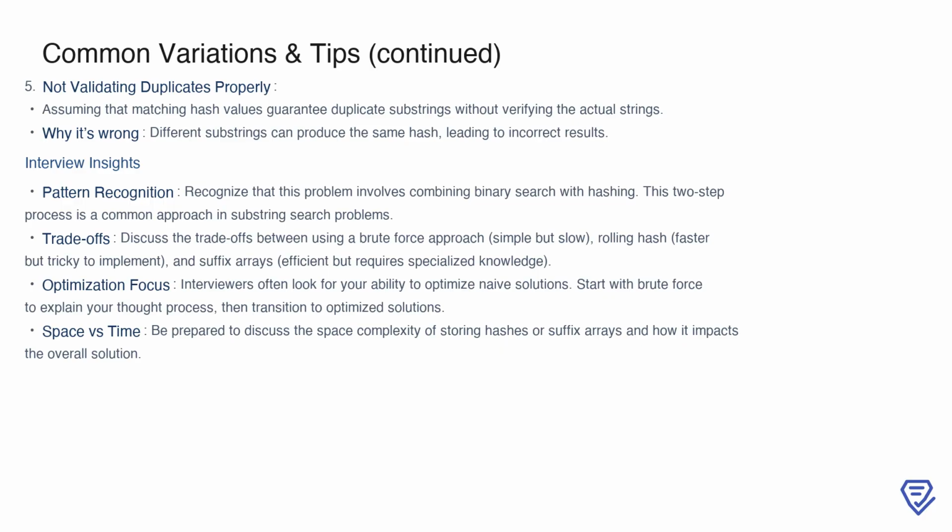You should be able to explain how you'd start with a naive approach, then refine it for better performance. Finally, understanding the space-time trade-offs is crucial. For instance, storing hashes or suffix arrays can improve speed but also increases memory usage. Be prepared to articulate how these factors impact the overall solution.